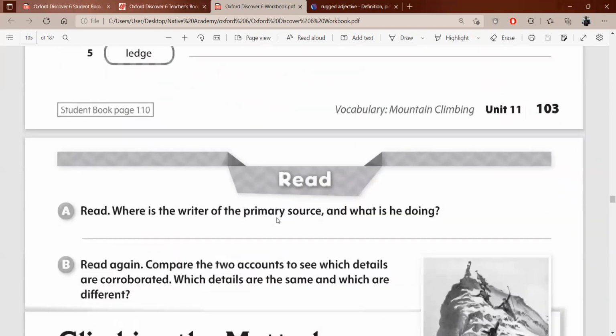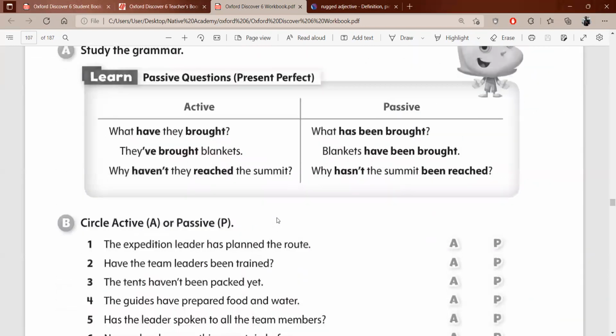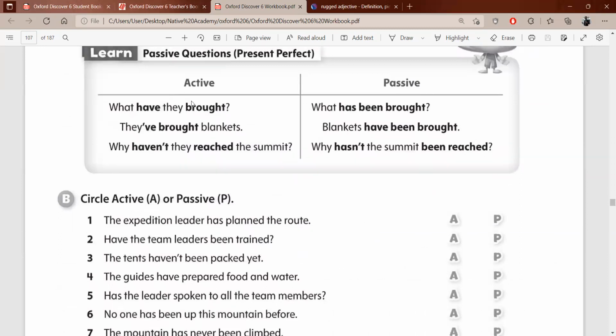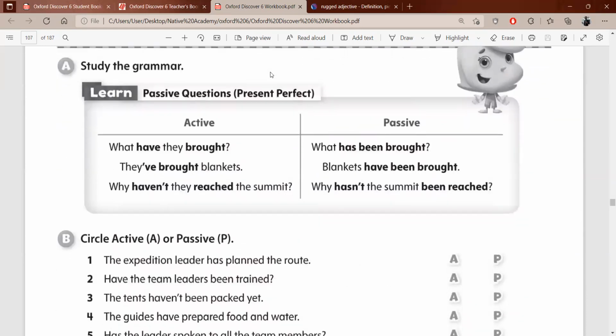Okay, thank you so much. Now we have the passive and the active again. In Unit 10, we learned the difference between passive and active in the normal sentence, with the present perfect. Now we have it with the question. So again, for example, you have this example here: What have they brought? This is in the active form.